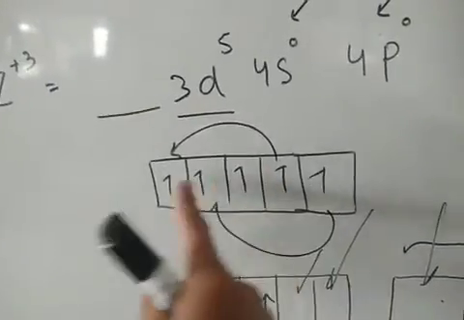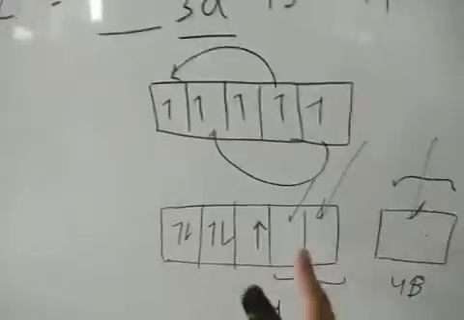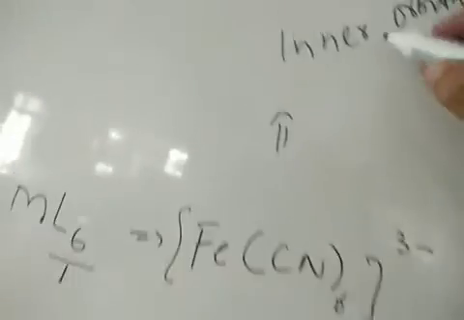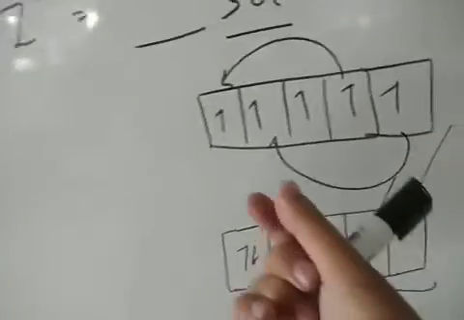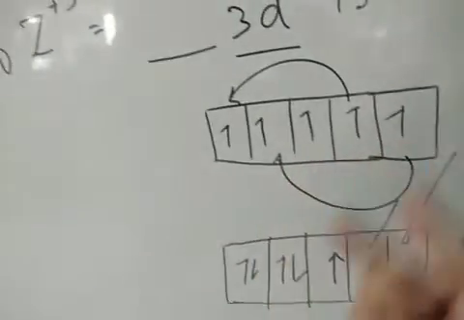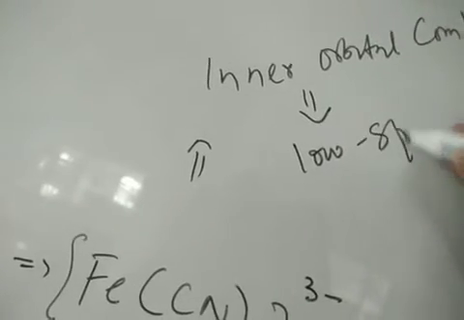Now, if you look carefully here, originally there were 5 unpaired electrons. Now the unpaired electrons have been reduced because of pairing, so it is called a low spin complex. The unpaired spins got decreased, the spin value got decreased, so it's a low spin complex.